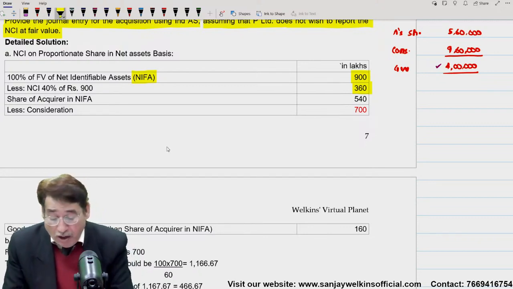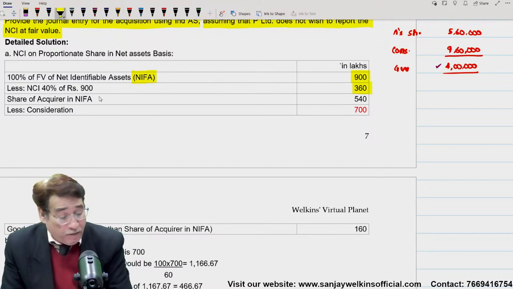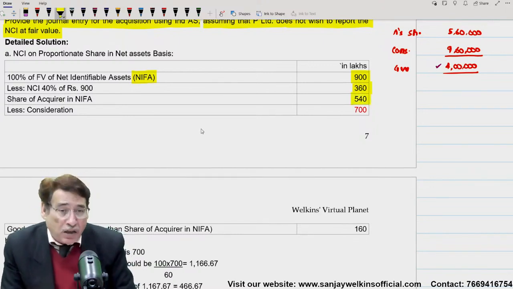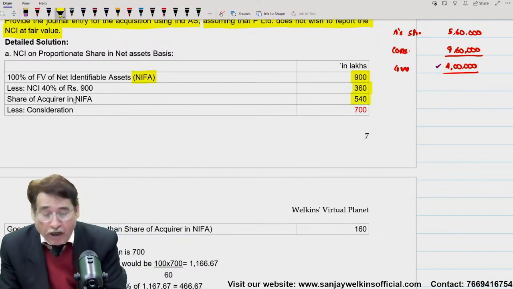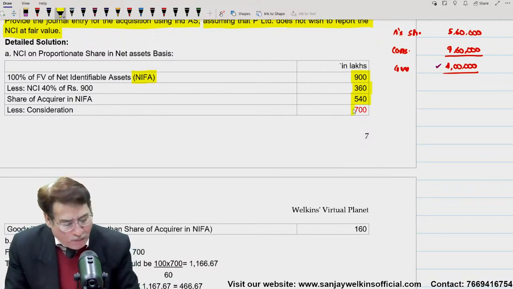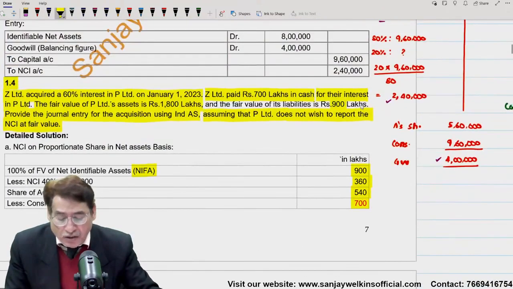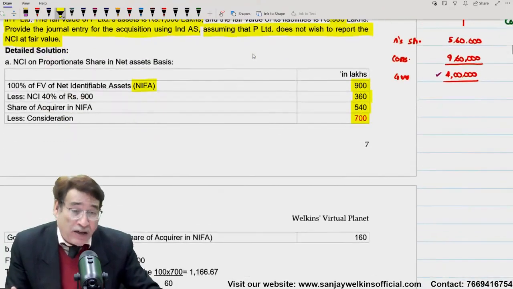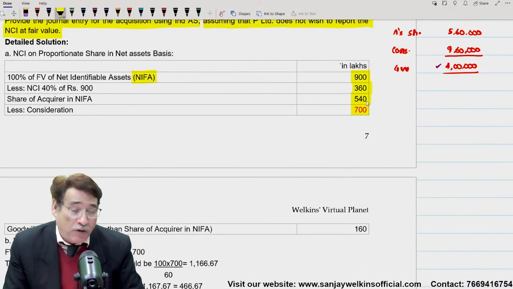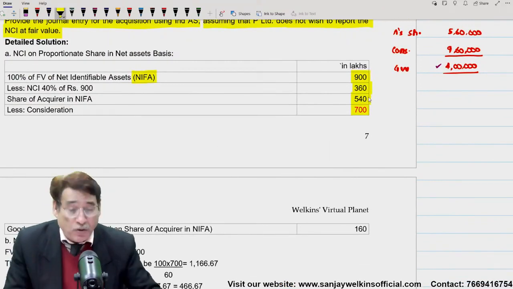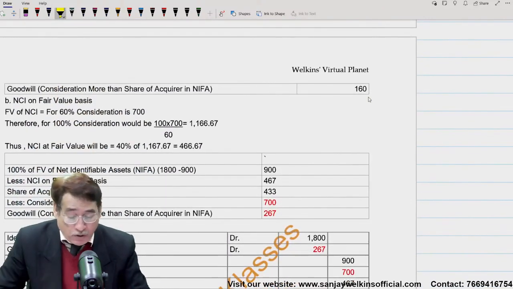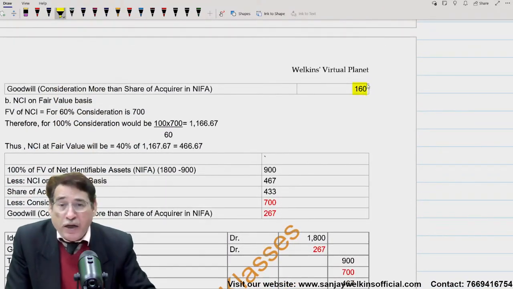Is it clear to you? And then by subtracting 360 from 900, we get 540. This 540 simply reflects share of acquirer in net identifiable asset on the date of acquisition. Then we have to compare it with the amount of consideration. The consideration amount is 700 lakh. And again, in this case, you can see the consideration is exceeding what we call your net assets. So quite obviously, that means you have paid more and you received less. That is why it is goodwill.